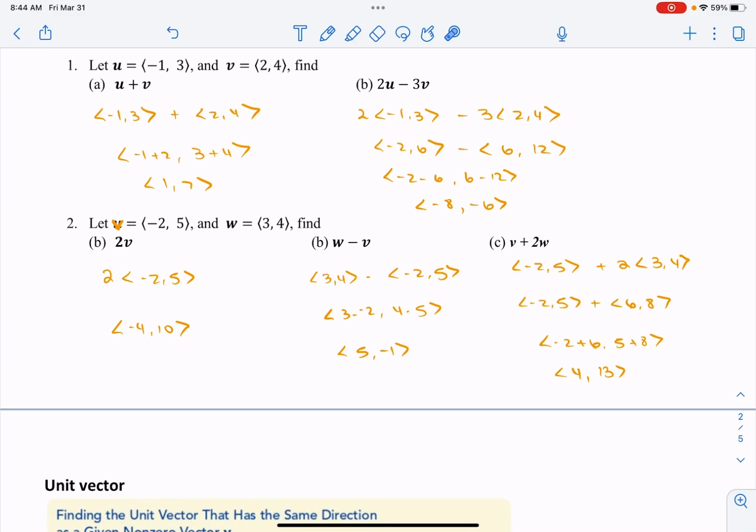Notice the next one. The first thing we want to do is distribute that 2 before we do addition. Remember order of operations. So that's going to give us 6, 8. And then we can add the corresponding parts. So -2 plus 6 and 5 plus 8, which we would get 4 comma 13. So that's vector operation in component form.